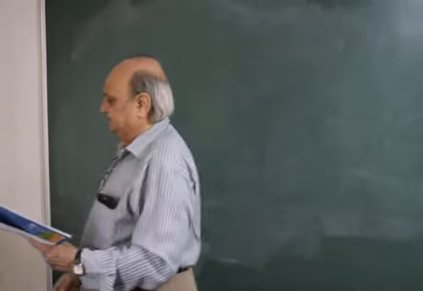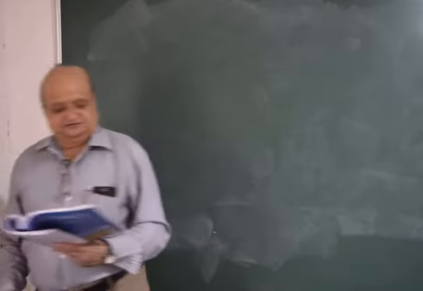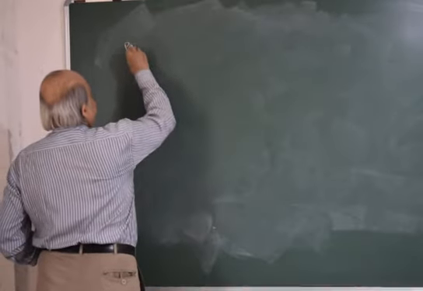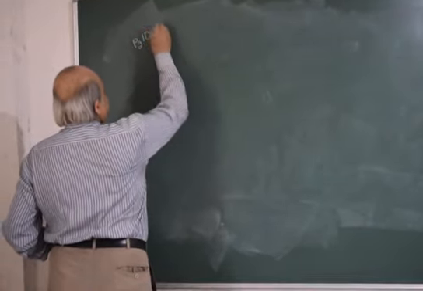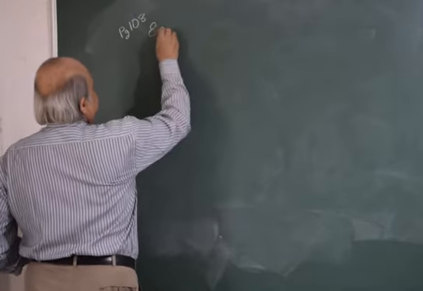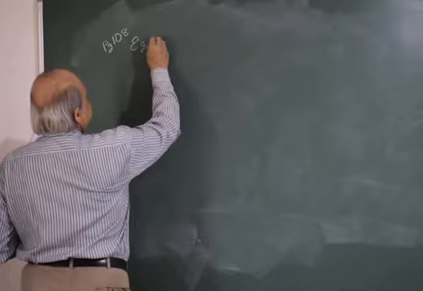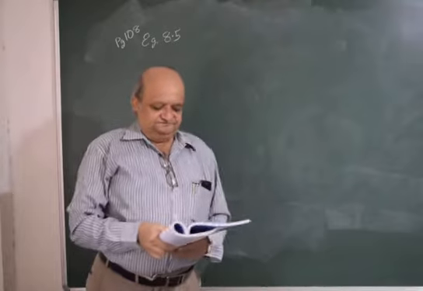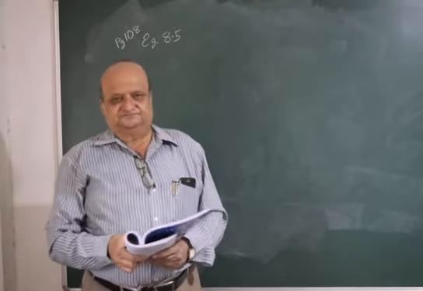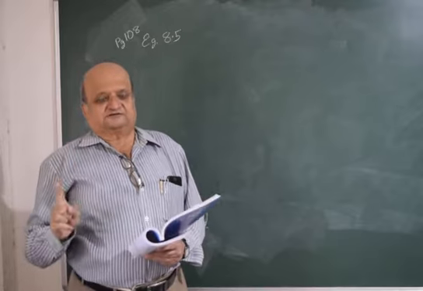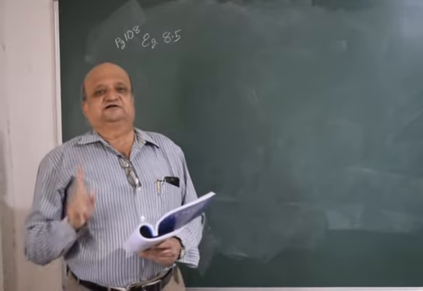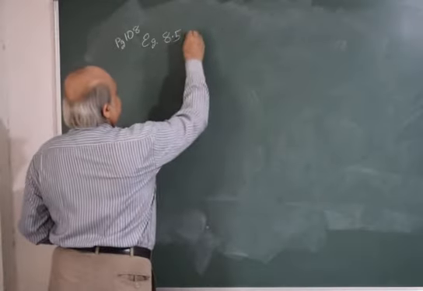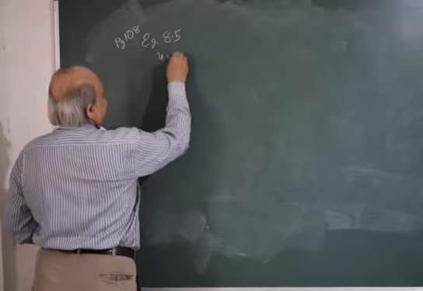Example 8.5, page 108 of your textbook. It reads, a train starting from rest. Remember, starting from rest. Here we infer that the initial velocity is 0. So let us also continue writing down what we have.